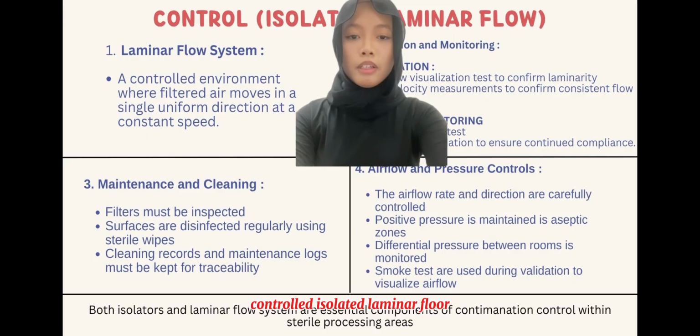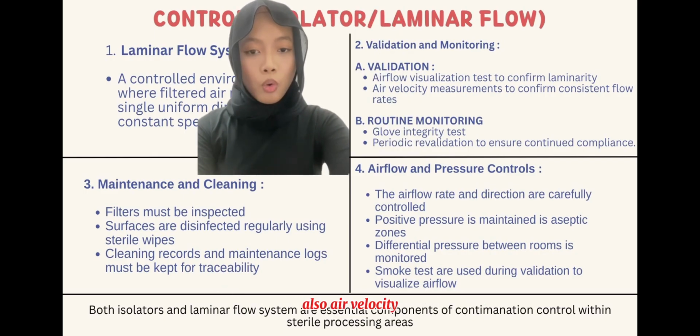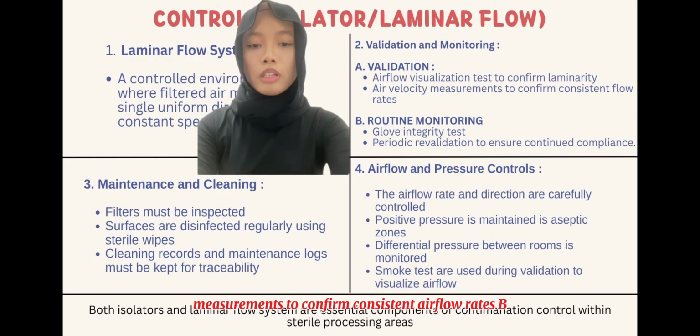Control isolated laminar flow. 1. Laminar flow system: a controlled environment where filtered air moves in a single uniform direction at a constant speed. 2. Validation and monitoring: airflow visualization to confirm laminarity. Also, air velocity measurements to confirm consistent flow rates.